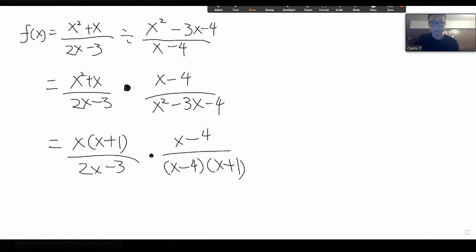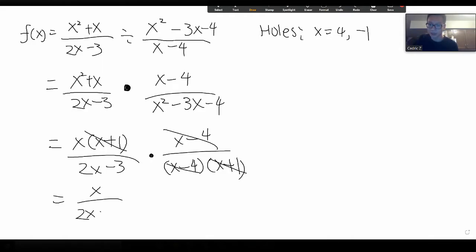So at this stage, we can see that x equals 4 is a cancelable restriction. So is x equals negative 1. That means we have two holes, at x equals 4 and x equals negative 1. So the simplified function becomes x over (2x minus 3).